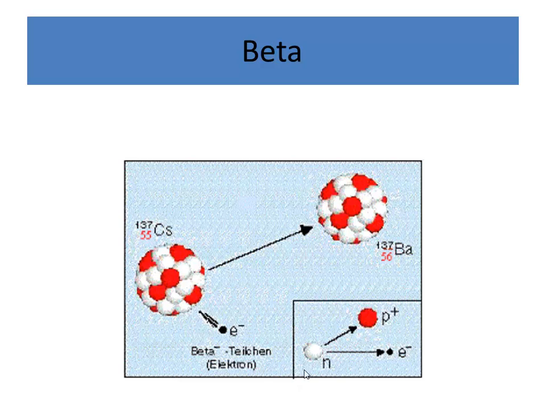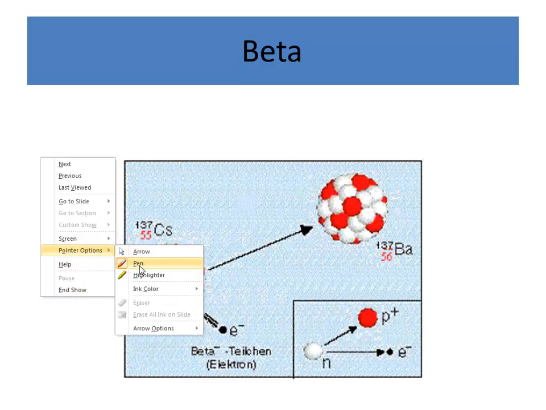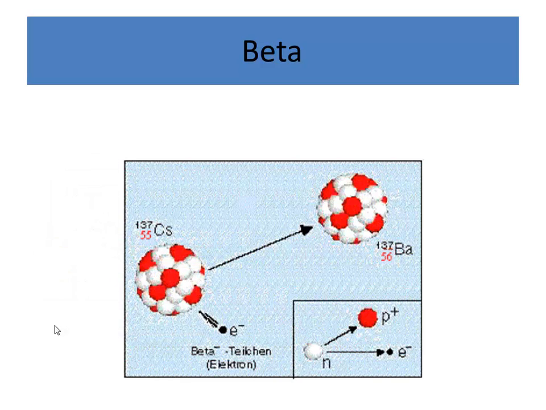And beta decay is a little bit different. In beta decay, you have one of the neutrons in the atom. A neutron spontaneously breaks up into a proton and an electron.